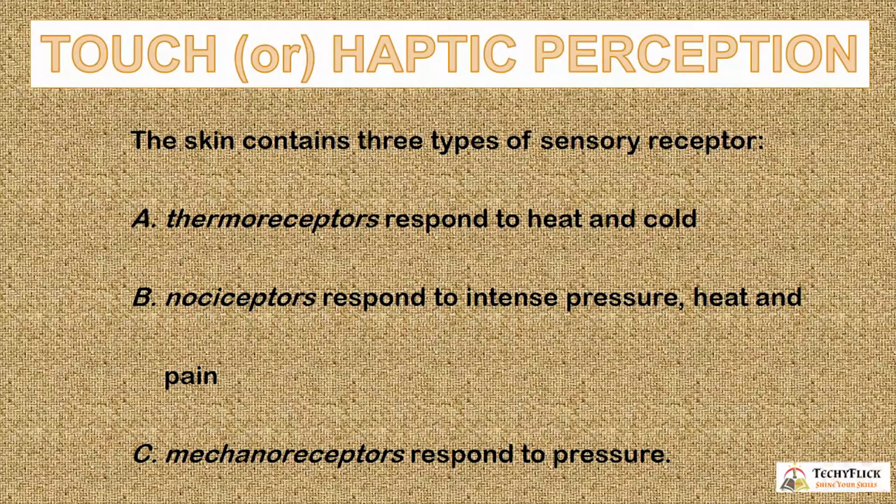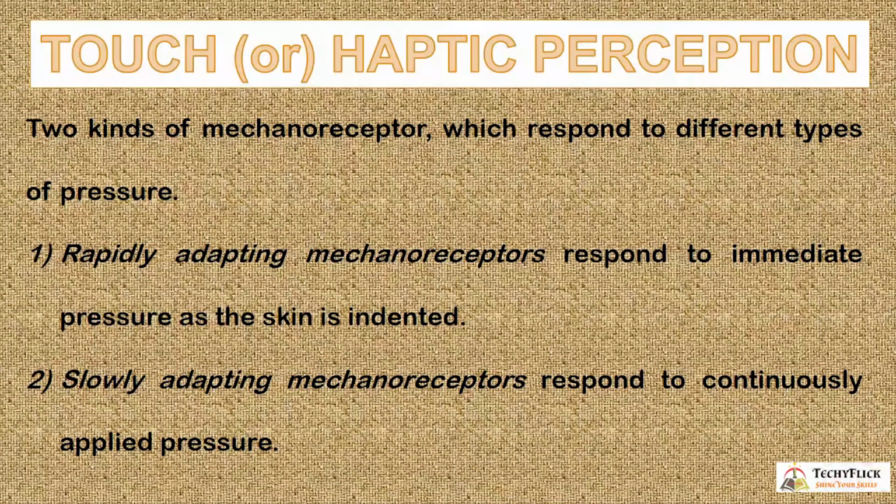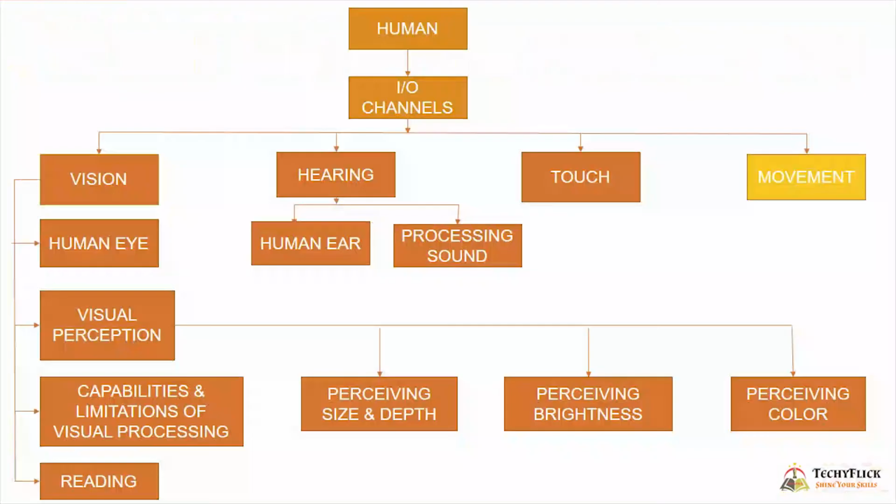The skin contains three types of sensory receptor: thermoreceptors, nociceptors, and mechanoreceptors. Thermoreceptors respond to heat and cold. Nociceptors respond to intense pressure, heat, and pain. Mechanoreceptors respond to pressure. There are two kinds of mechanoreceptor which respond to different types of pressure: rapidly adapting mechanoreceptors and slowly adapting mechanoreceptors.